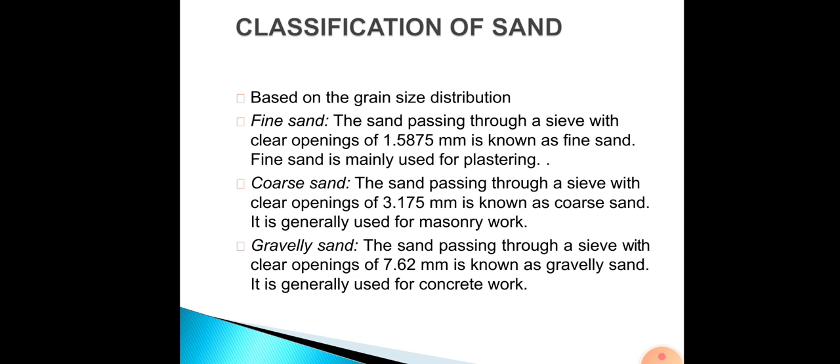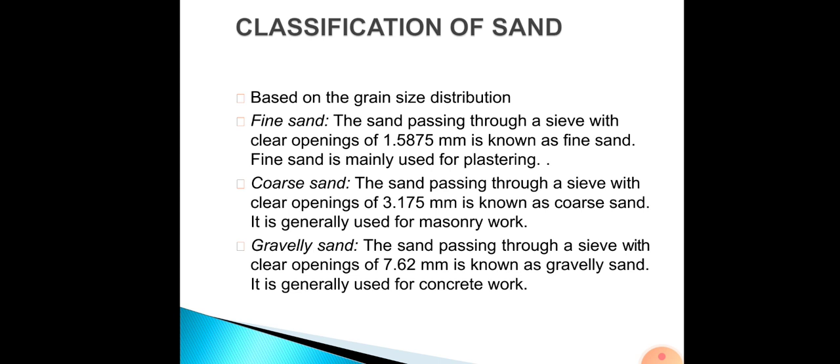Fine sand is mainly used for plastering works. Coarse sand means the sand that passes through a sieve with clear opening of 3.175 millimeters, and this is normally used for masonry work. Masonry means building of structures using stones or bricks. So for masonry work we normally use coarse sand.